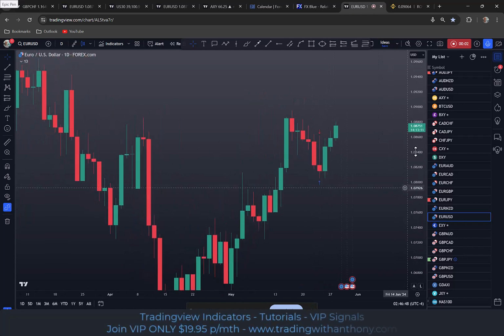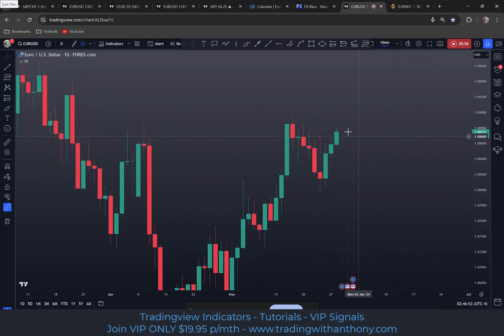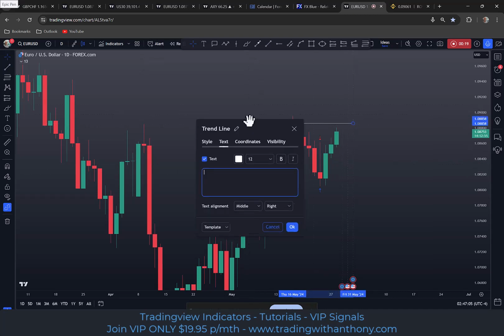Traders, Anthony here. We're looking at the euro dollar. Okay, so we can see that this is in a strong bullish trend at the moment on the daily time frame. Target are these highs here. Just mark that up as a daily, and then we'll go down the time frame.